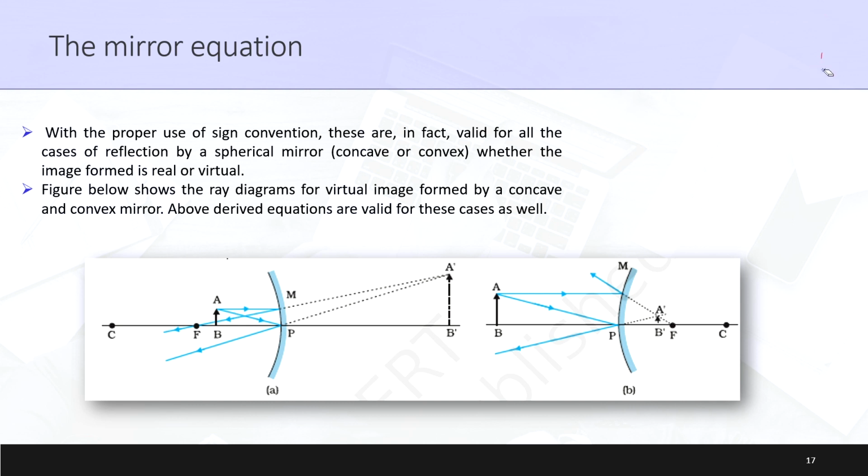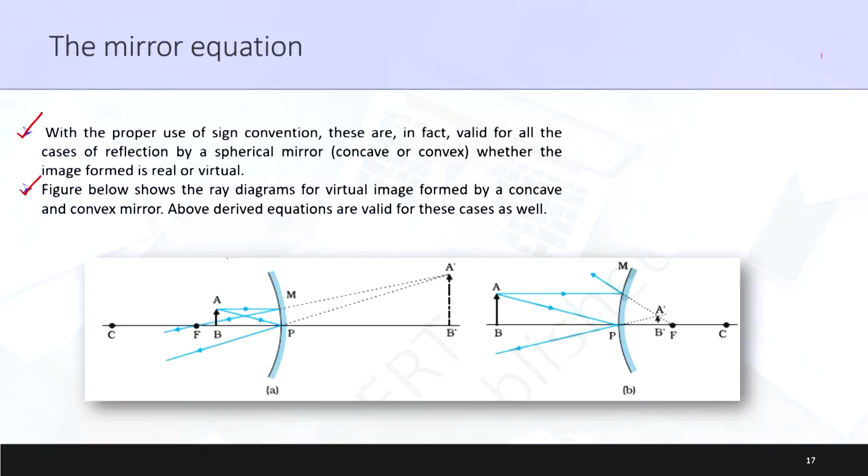Okay, so with the proper use of sign convention, these are in fact valid for all the cases of reflection by spherical mirror, concave or convex, whether the image formed is real or virtual. Okay, fine. Next, the figure below shows the ray diagrams of virtual image formed by concave as well as convex mirror, and the derived equation is valid for these cases. So basically, as far as you know the sign conventions, you can apply the magnification formula and the mirror equation for either convex mirror also, concave mirror also, because both are part of a spherical mirror only. Okay. So, this is the end of this.